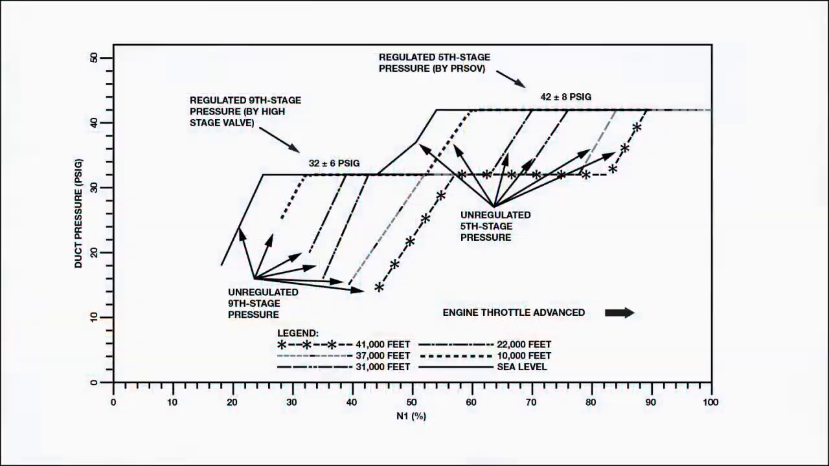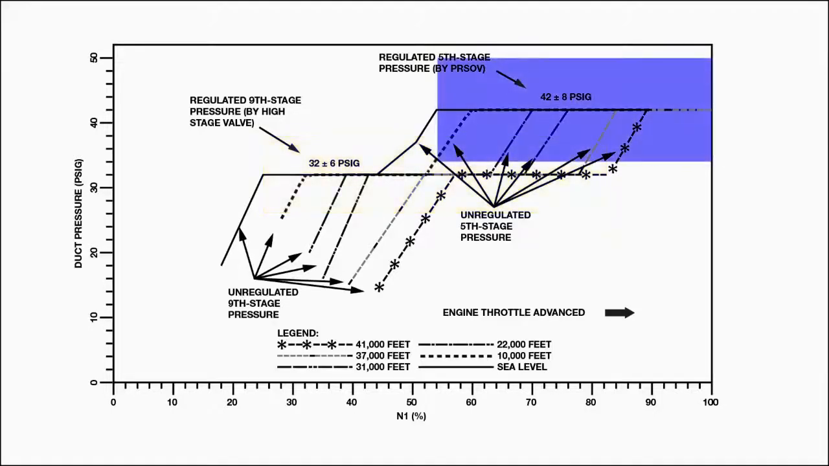Another thing to keep in mind when using these charts is the pressure tolerances. Remember that when the system is operating in the regulated high stage mode, the HSV is regulating 9th stage air to 32 psi plus or minus 6 psi. And when operating in the regulated low stage mode, the PRSOV is regulating 5th stage air to 42 psi plus or minus 8 psi.